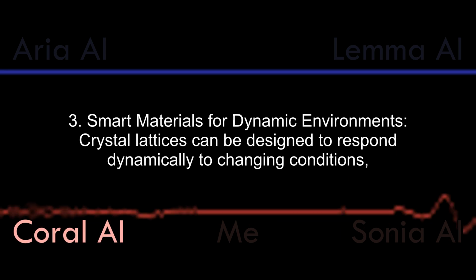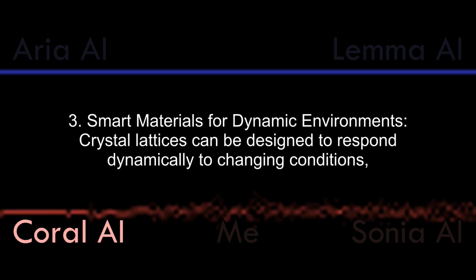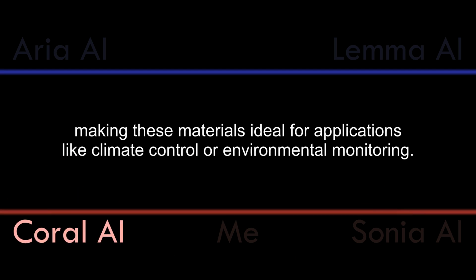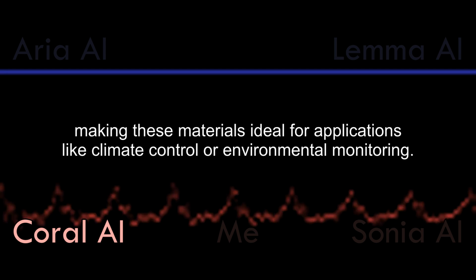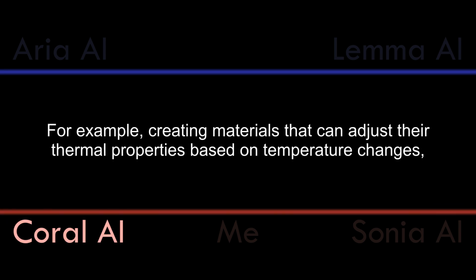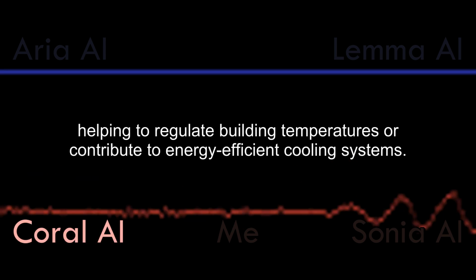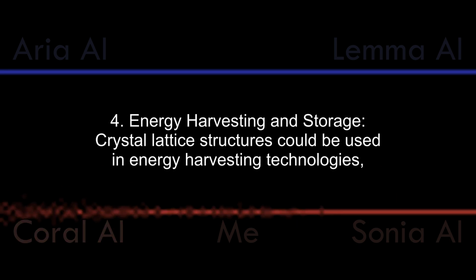3. Smart materials for dynamic environments. Crystal lattices can be designed to respond dynamically to changing conditions, making these materials ideal for applications like climate control or environmental monitoring. For example, creating materials that can adjust their thermal properties based on temperature changes, helping to regulate building temperatures or contribute to energy-efficient cooling systems.